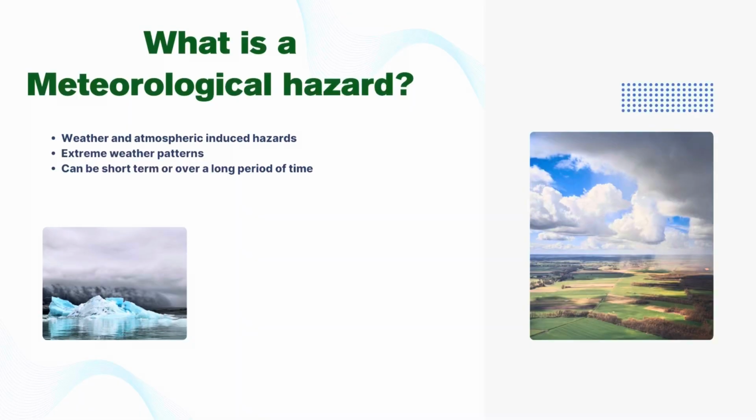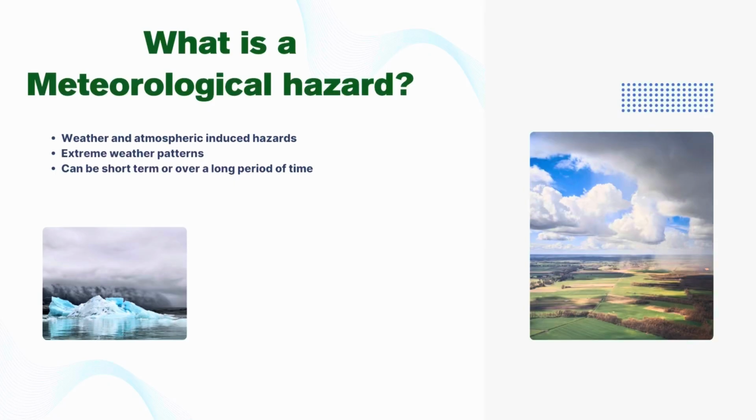A meteorological hazard is a type of natural hazard that is caused by extreme weather patterns or atmospheric conditions, and these vary and have different effects on the environment as well as human life. So here are three main things to remember about meteorological hazards. Number one, they are weather and atmospheric induced hazards. Number two, they result from extreme weather patterns and they cause extreme weather patterns. Number three, they can be noticed within a short period of time or within a long period of time.